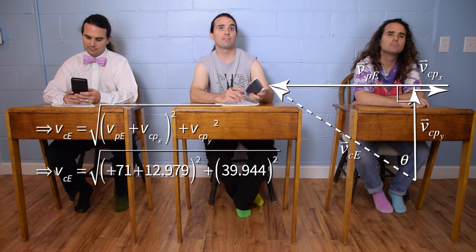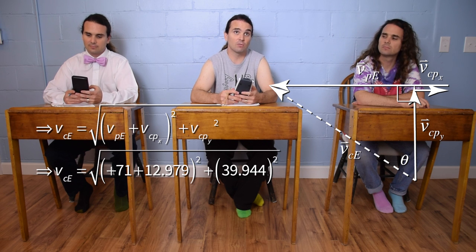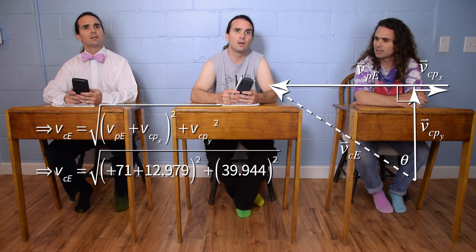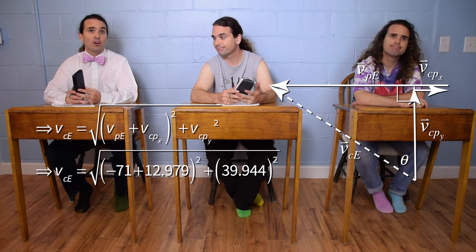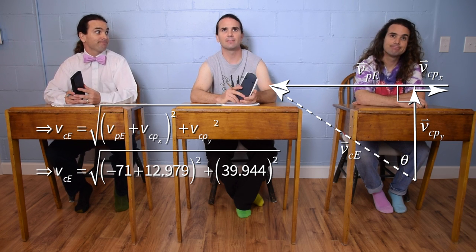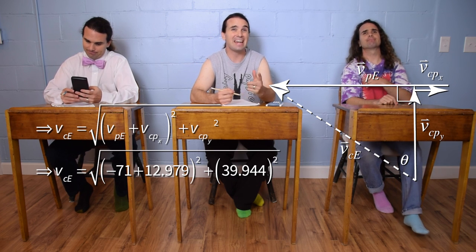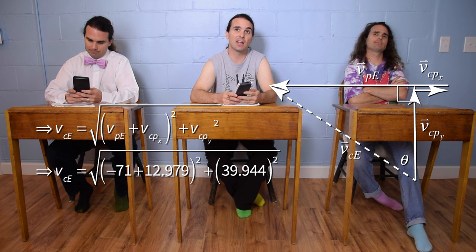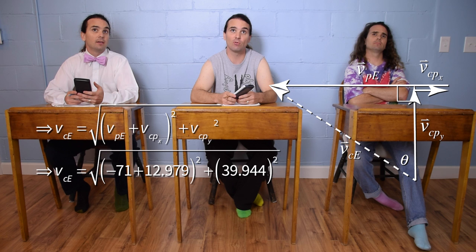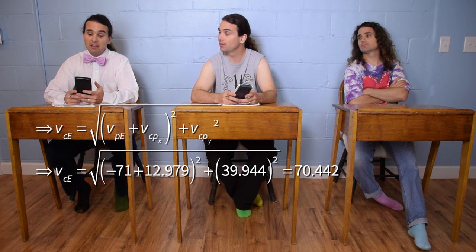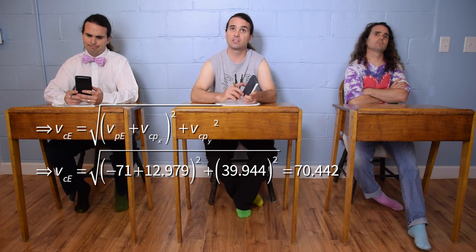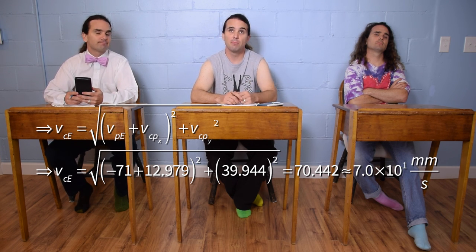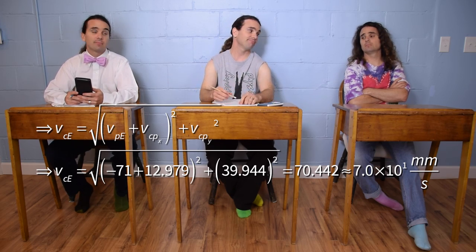We get the square root of 71 plus 12.979 quantity squared. Hold up, Bobby. It should be negative 71, not positive, because the velocity of the paper with respect to the Earth is west, which is negative. Yeah, thanks, guys. So the square root of negative 71 plus 12.979 quantity squared plus 39.944 squared, which equals... It's 70.442, and we need two sig figs, 70 with two sig figs. That's 7.0 times 10 to the first millimeters per second. Thanks, guys. You're welcome.